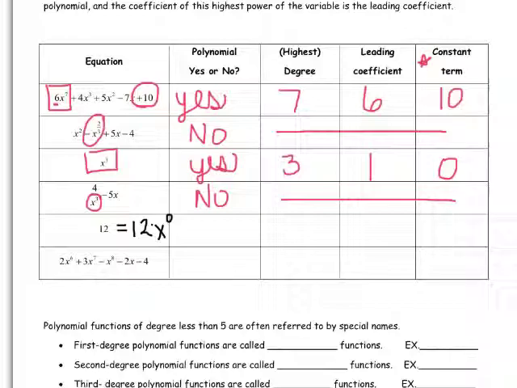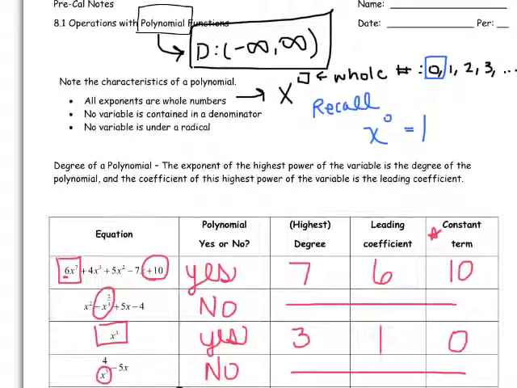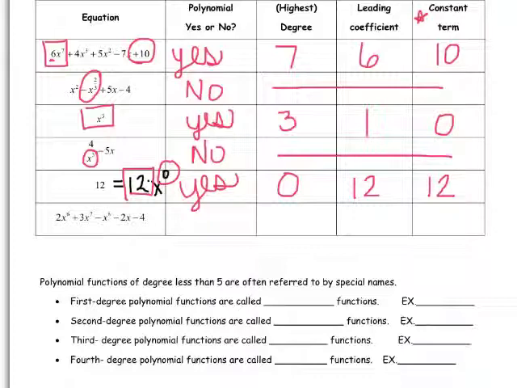But still, none of those characteristics are violated. I mean, it is a whole number. It's just kind of a weird whole number. Okay, it's not in the denominator. A variable is not in the denominator, and the variable is not under a radical. So this is a polynomial. The highest degree, well, the only degree we see is a 0, and the coefficient in front of that is a 12. Now, it's kind of weird, but that leading coefficient is also the constant term because 12 times x to the 0 is a constant term of 12.